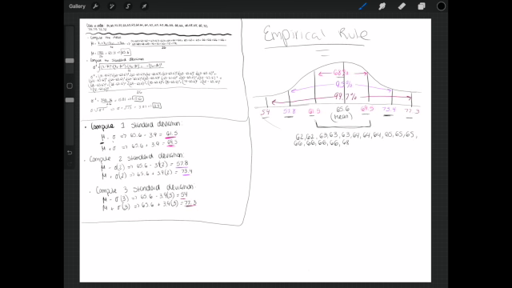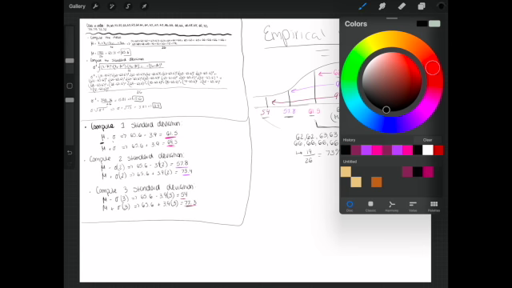68, 68, 68, and 69. Now this is 1, 2, 3, 4, 5, 6, 7, 8, 9, 10, 11, 12, 13, 14, 15, 16, 17, 18, 19. So this is 19 out of the total number 26. And this gives us about 73%. As you can see, 68%, 73% are very close. So that is similar.